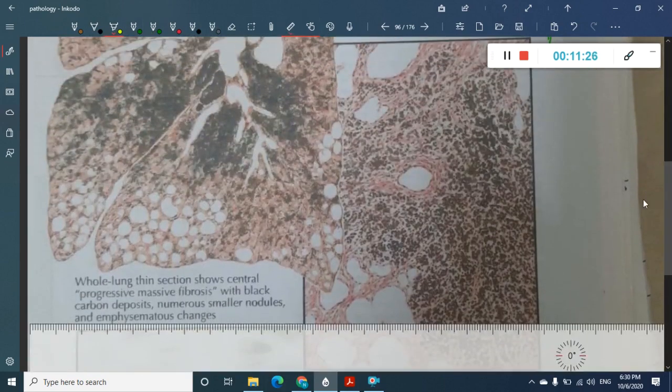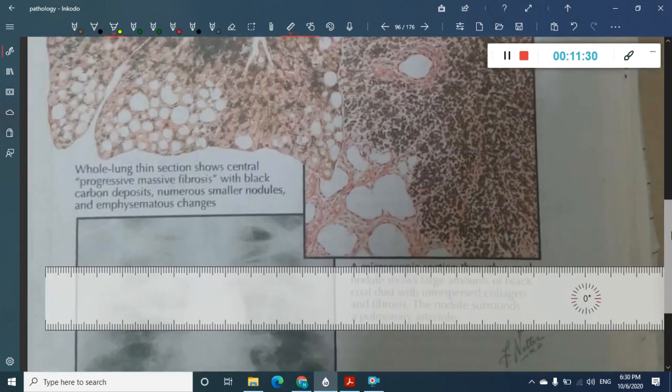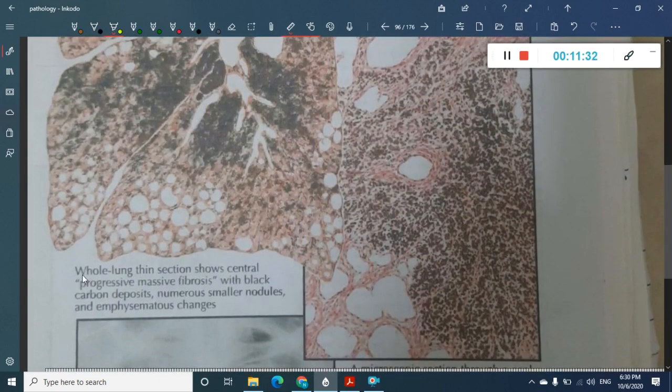So this is the microscopic picture of coal workers pneumoconiosis. Here progressive massive fibrosis is seen. So here what are you going to see? You are seeing a big nodule. See, it is this big. This will generally be definitely more than 1 centimeter, or it can be palpated also. So this is the big nodule which you see.